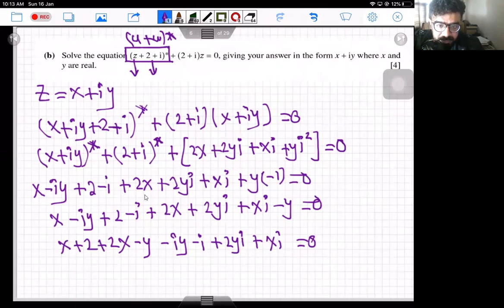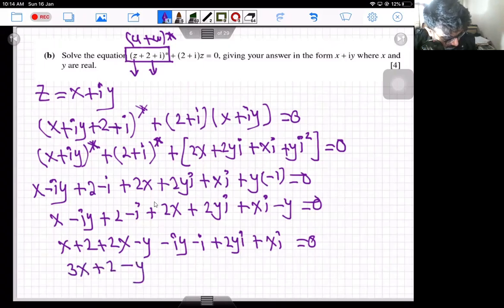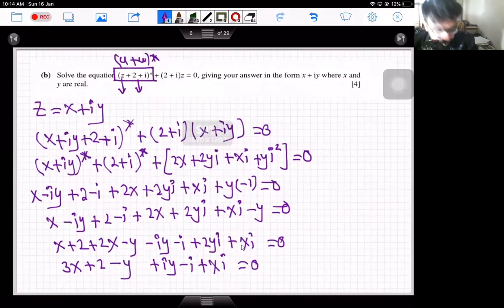So this is 2x plus x, which will be equal to 3x. So 2x plus x is 3x, and then 3x plus 2 minus y, and we need to see if any simplifications are possible. Yeah, this simplification is possible: 2yi minus iy, these two can be simplified into positive iy, then minus i, and then plus xi. No further simplifications are possible now. Okay, so far we have achieved this.